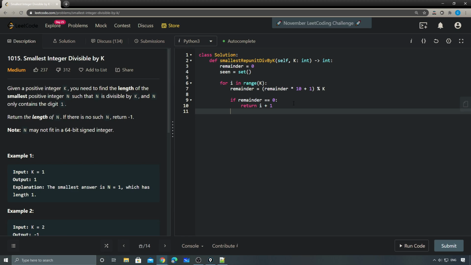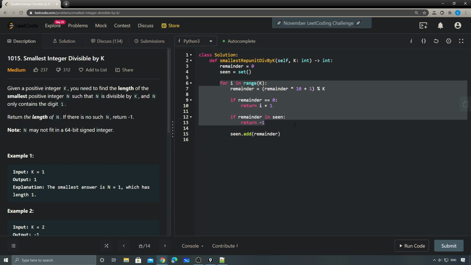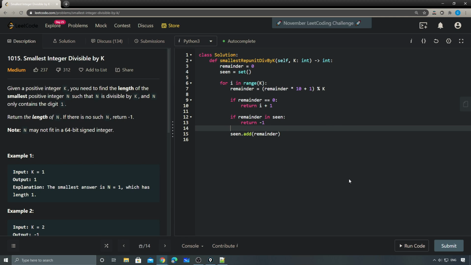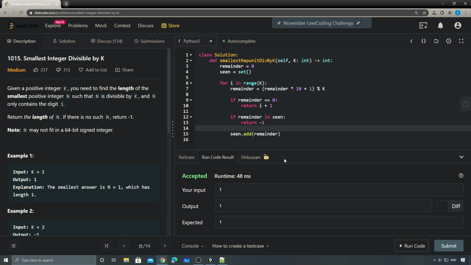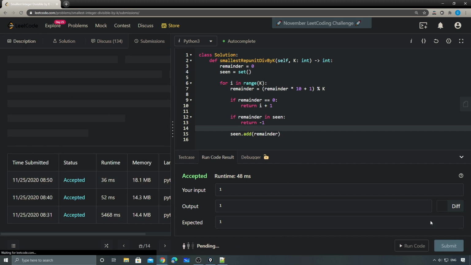So that's that, right? The second one is, if the remainder is in the seen set, then we simply return -1. And in the end, we add this remainder to the seen set, right? And then that's it. We don't even need to return anything here because we know we'll definitely find a result, either this one or the -1, within this k for loop. And let's try to run the code here. All right, accepted, submit.